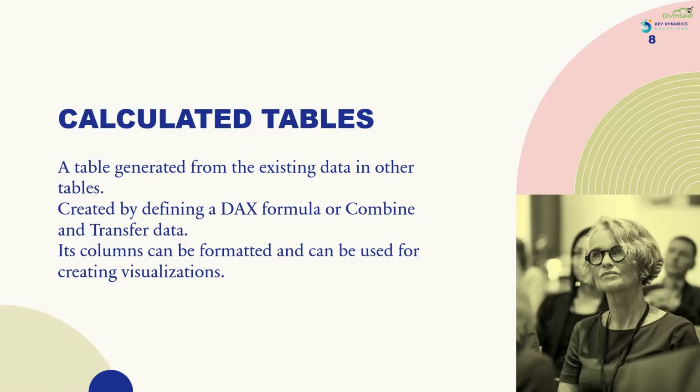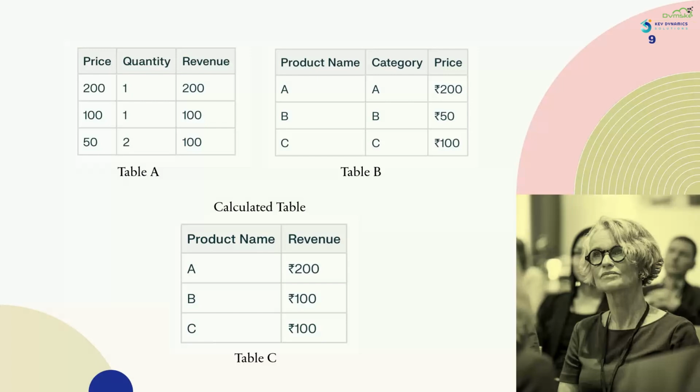Calculated tables are entire tables generated using DAX formulas, often by combining or filtering data from other tables. Together, these allow us to model, analyze and visualize data in a very flexible way. Here, table C is a calculated table which is generated using DAX by giving the reference from table A and table B.